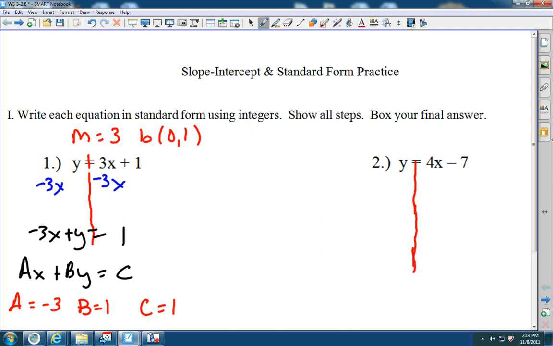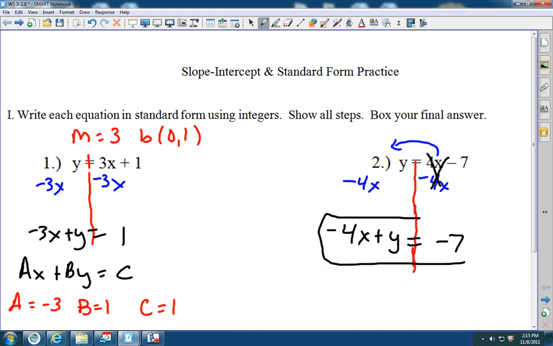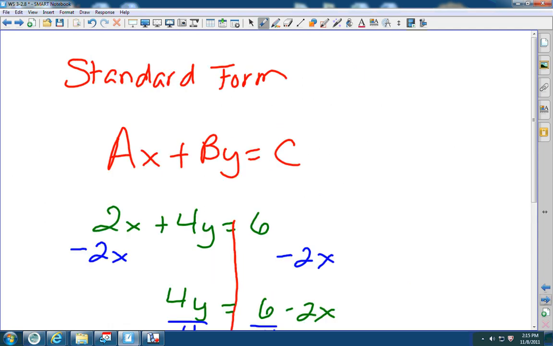All right, I'm going to move mine around. I need to move this 4x over there. Since it's a positive 4x, I need to subtract 4x from each side. When I do that, I get negative 4x plus y equals negative 7 because these cancel out. And there it is. That is standard form, ax plus by equals c.